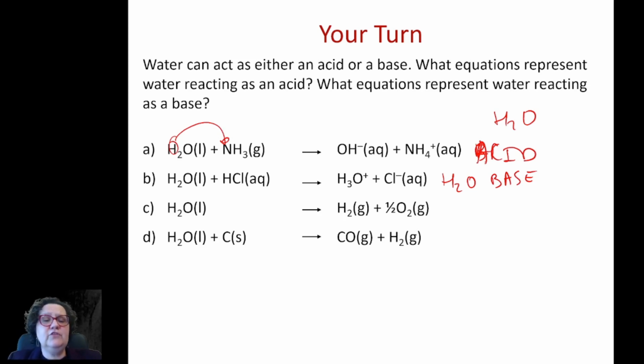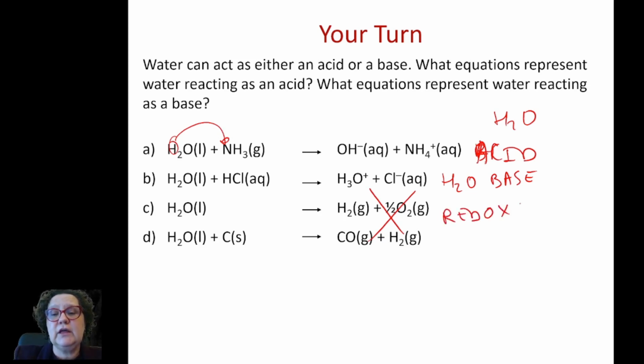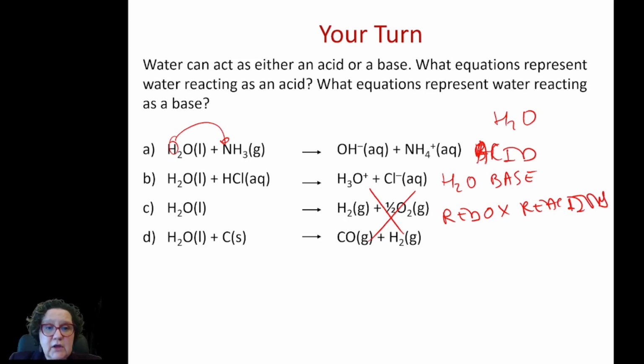Now, examples C and D, what do you do with them? Do you say it was an acid? Do you say it was a base? The answer is none of them. These two are not acid-base reactions. They are what we call redox reactions, and we're looking at that in future videos. So here water is not reacting as an acid or as a base, because this is not an acid-base reaction. This is a redox reaction, which is a completely different type of reaction.